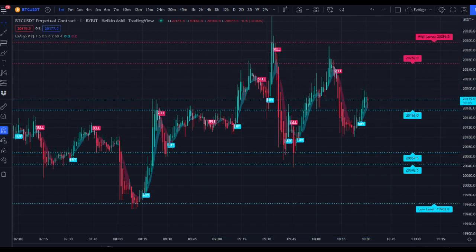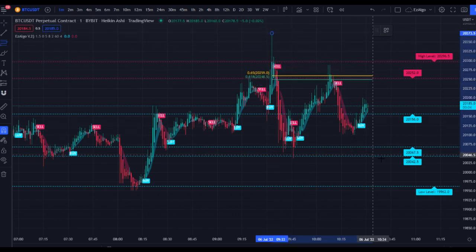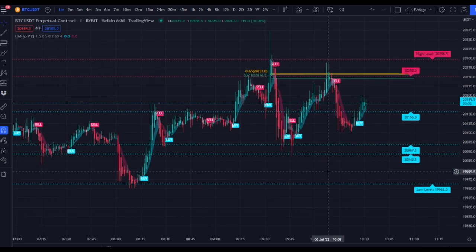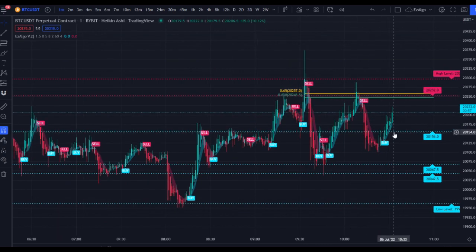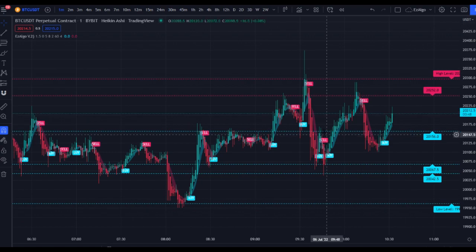If I draw it from this top right here to this low, look what happens. That was acting as resistance. So you can use these in confluence with EzAlgo, the support and resistance levels, as well as the buy sell signals, to see some great results. Now this is on the 1 minute.